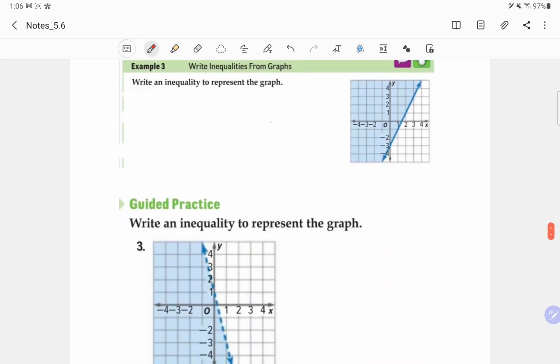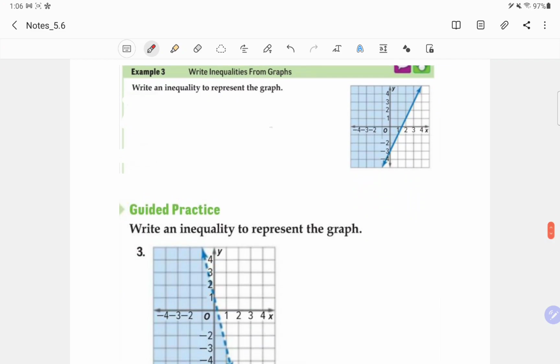If you look at example 3, they've given you the graph, and you have to write the inequality. So basically what you need to do is fill in my blanks. Here's my y, here's my x, and I need to fill in b, m, and the inequality symbol. So I have a circle here, I have an m, and I have a b.